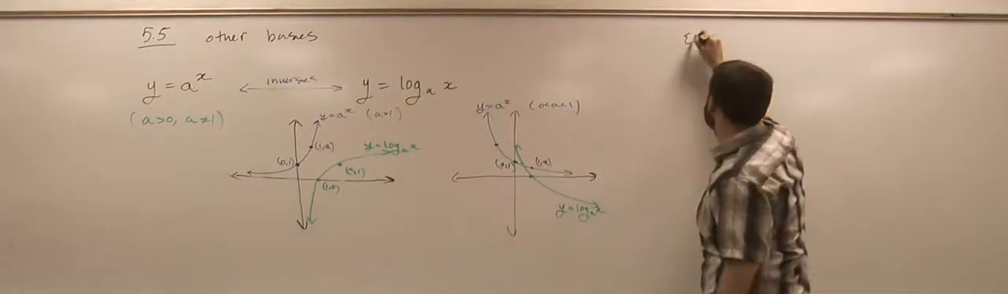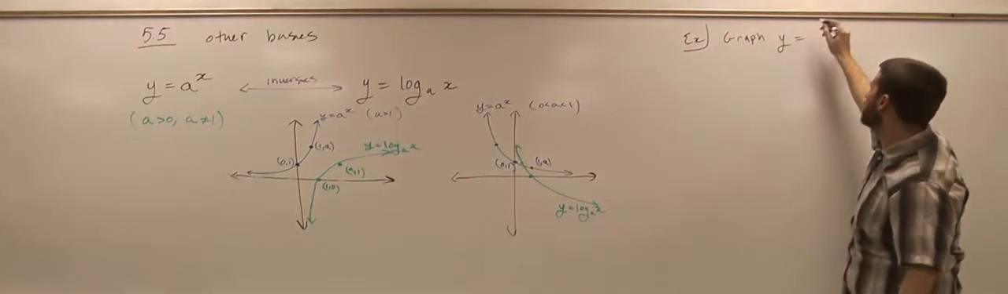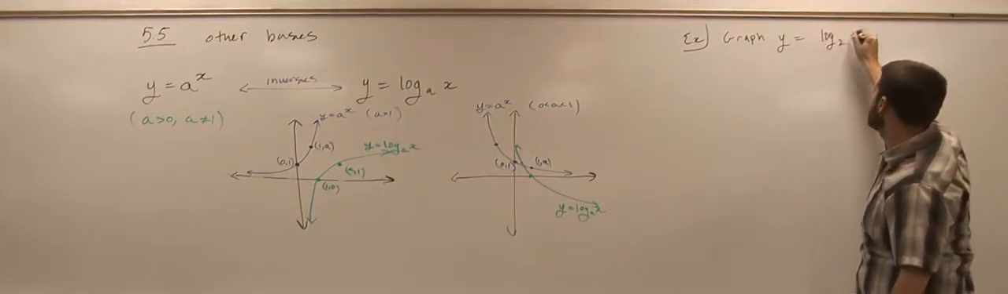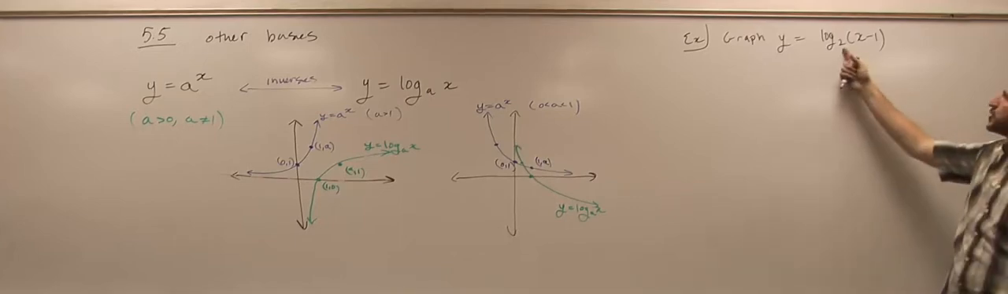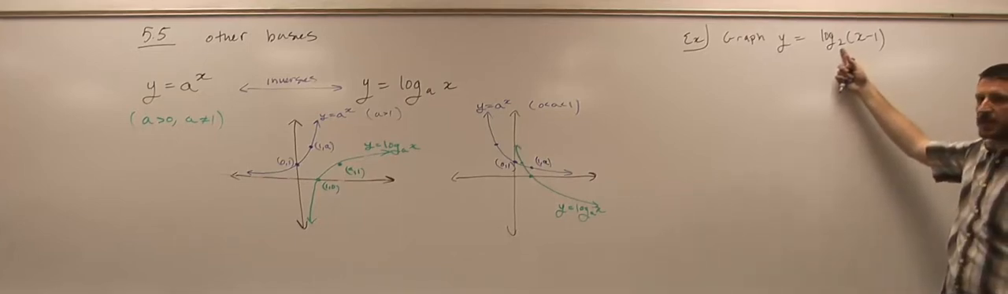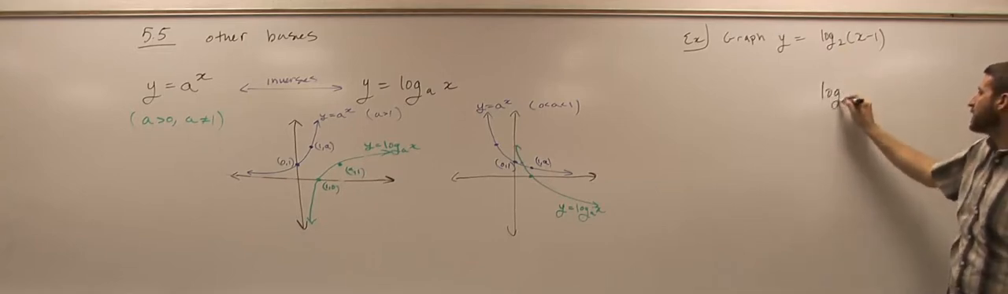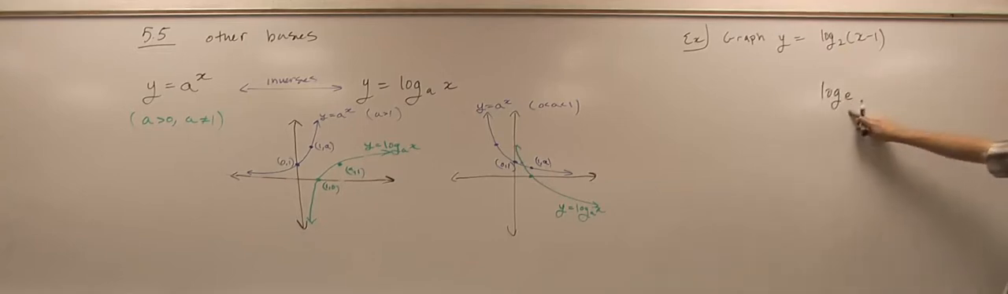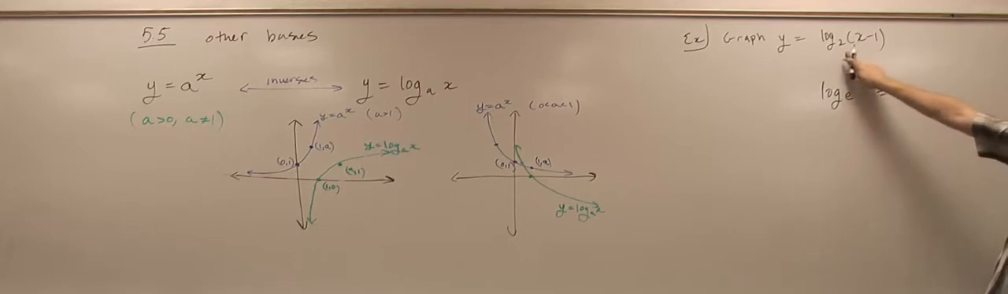Quick review example. If I wanted you to graph y equals log base 2 of x minus 1, what would you do? All right, so log base 2 is different than ln. ln is log base e. If I write log base e like this, which nobody writes, it would equal natural log. So what if we change this e to a 2? What does that do?